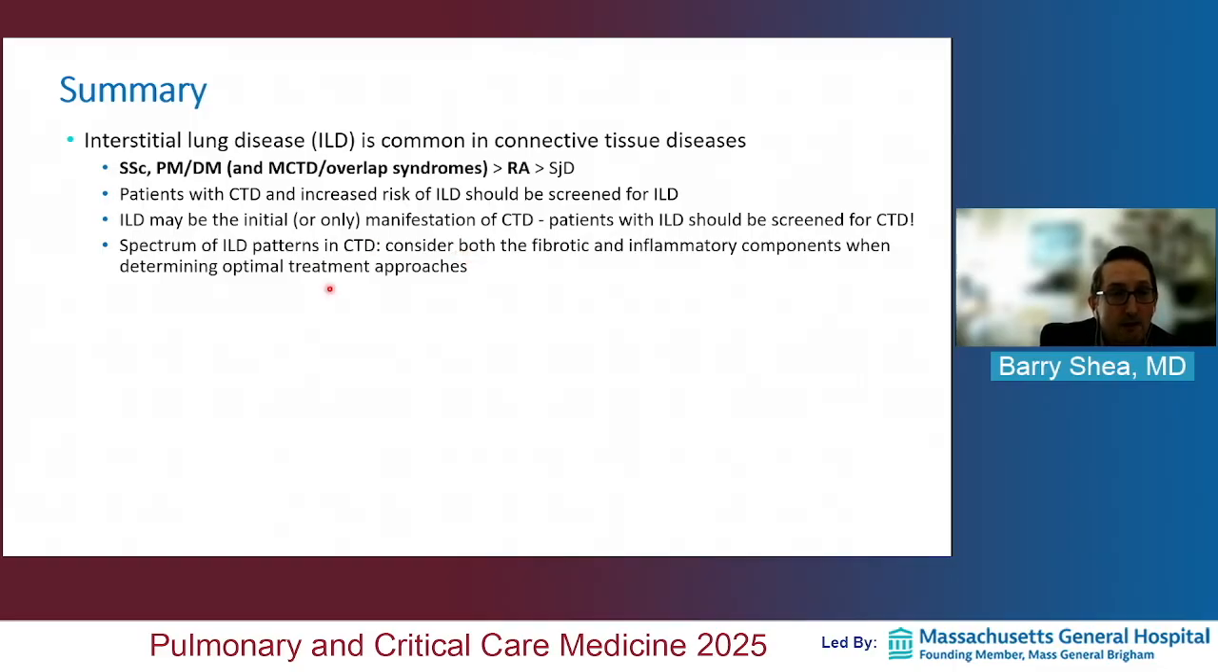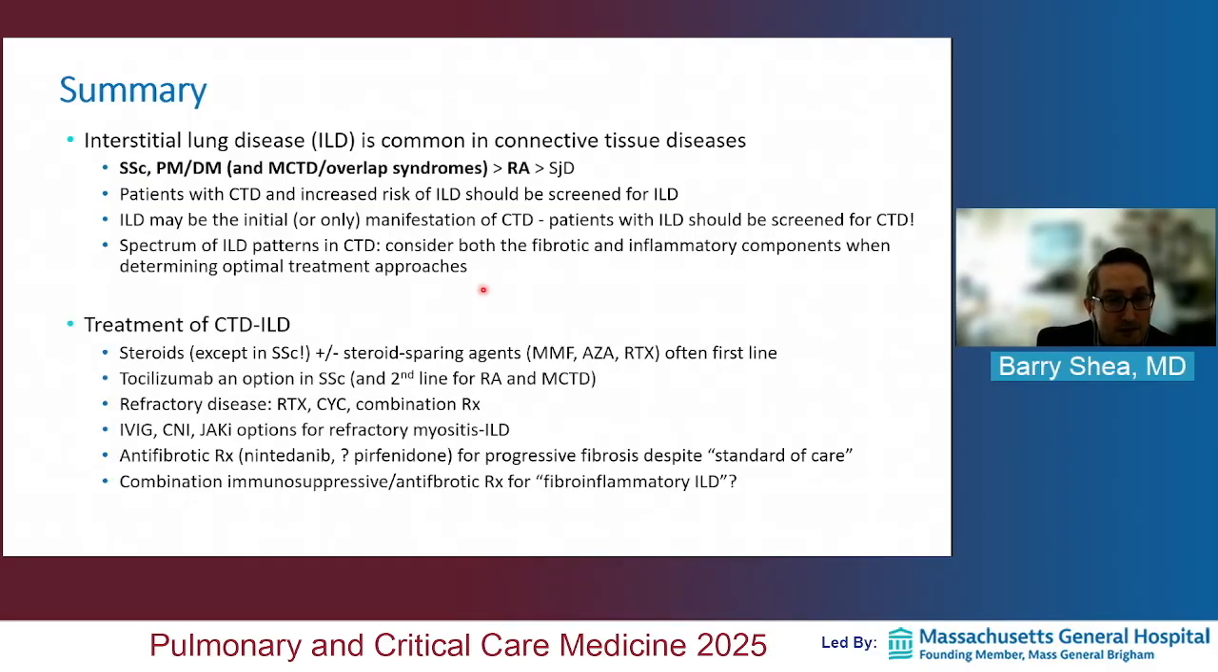And keep in mind that in CTD ILD, there's really a spectrum of patterns of disease, and consider both the fibrotic and inflammatory components when determining the optimal treatment approaches. It's hard to really summarize treatment of CTD ILD with just a few bullet points, but keep in mind that for most CTD ILDs, we should be considering steroids and steroid-sparing agents as first line, except in scleroderma, where we tend to avoid steroids because of the theoretical risk of precipitating a scleroderma renal crisis.